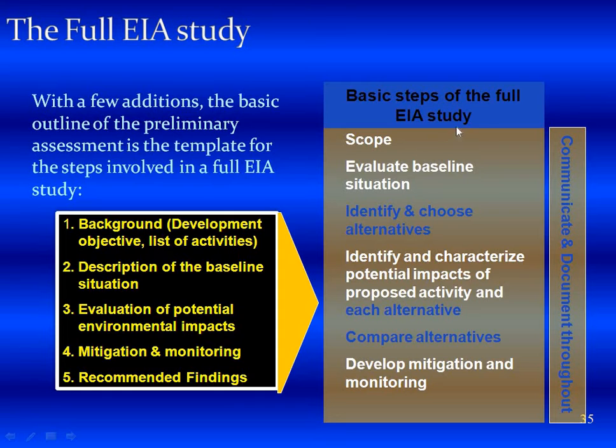And here in full EIA studies, you now get a detailed scope of that. Then evaluation of baseline situations. Here also baseline situation description, but here a detailed evaluation of that. Identification of choosing different alternatives is not there before. Identify the characteristic impacts of proposed activities and each alternative. Activities were there before, but now each alternative has been added here. The green colors are added. Compare the alternatives. That was not there before. Here, develop mitigation and monitoring. That is anyway there.